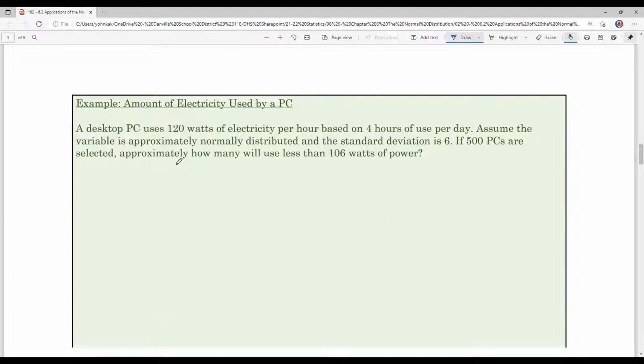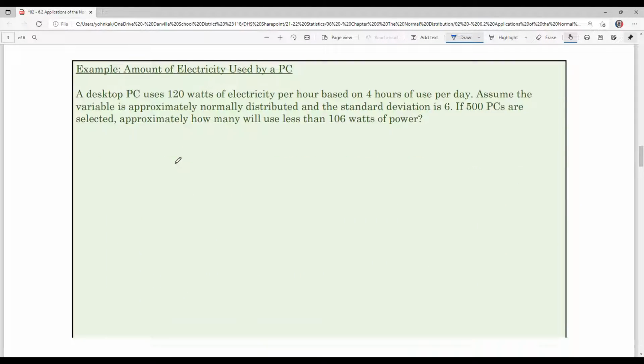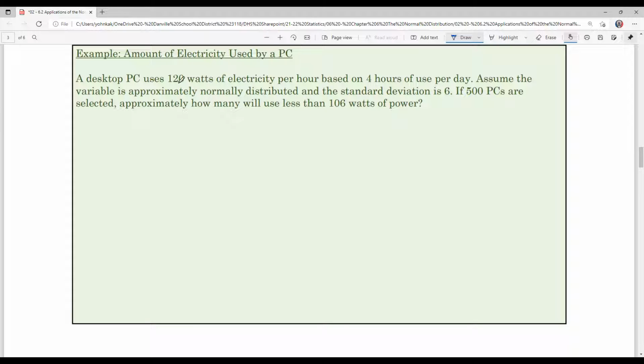Okay, so let's look at this one. Amount of electricity used by a PC. So a desktop PC uses 120 watts of electricity per hour based on 4 hours of use per day. Assume the variable is approximately normally distributed and the standard deviation is 6. If 500 PCs are selected, approximately how many will use less than 106 watts of power? Well, this 120 watts is our average, so that's our X bar, and the standard deviation is 6, which is our S. Now, the whole 500 PCs, how many will use less than 106? That's what we're going to use to figure out the answer.